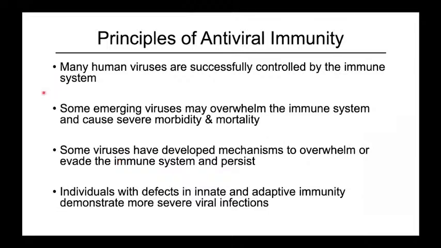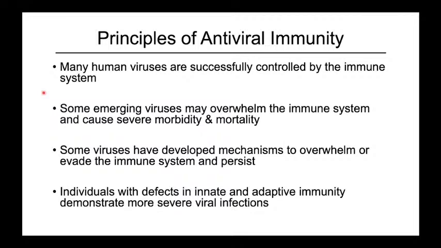So this is a summary of the principles of antiviral immunity. I already alluded to the fact that many human viruses are successfully controlled by the immune system. That is why a lot of viruses don't cause severe disease, but you do have some emerging viruses which can overwhelm the immune system and cause severe morbidity and mortality. Case in point, SARS-CoV-2. I've talked about evasion strategies by some viruses that would enable them to cause persistent infection. A good example are the group of your herpes viruses.